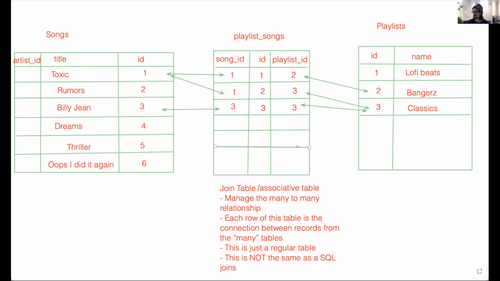I saw a lot of volunteers for the last one. Katie, thank you. Yeah, so let's go ahead and do Rumors. So you would have the song ID of 2 in the song ID column, and then 4 for the auto increment primary key on playlist songs. Yep. And then the playlist ID is going to be 1.